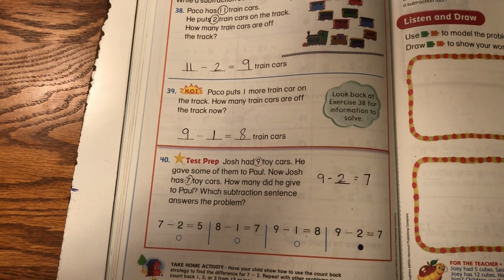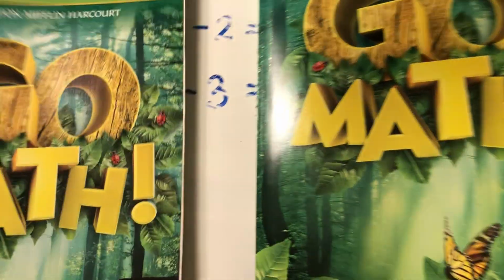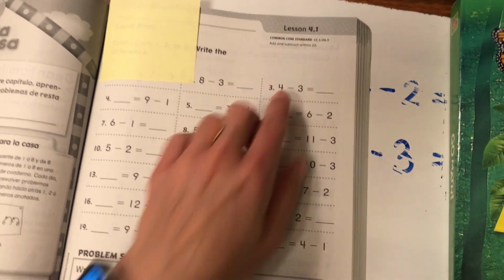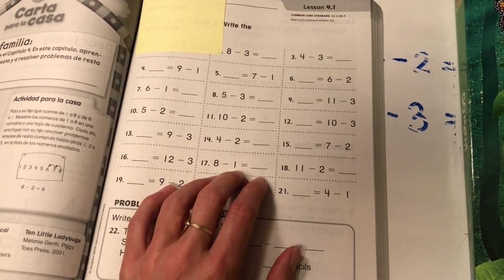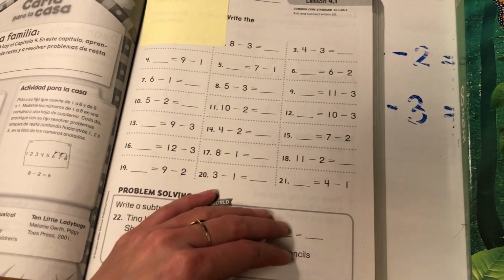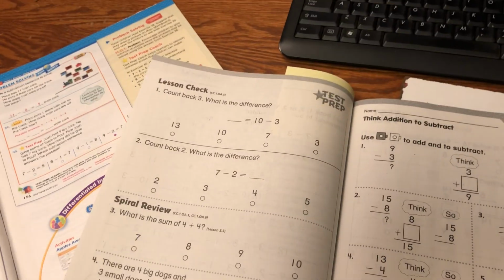Good job. You're finished with your lesson today, but I would like you to open up your practice book, and I would like you to do lesson 4.1 in your practice book. It's the same exact lesson that we just covered, just in your practice book. And be sure that you complete lesson 4.1 in your practice book.